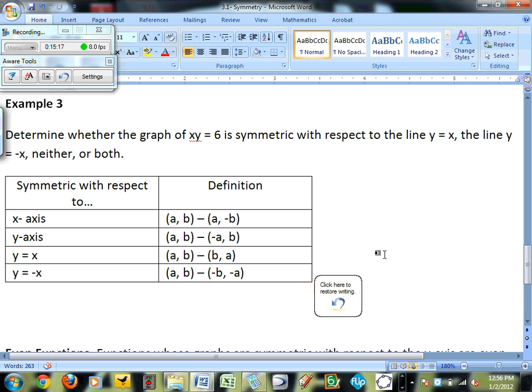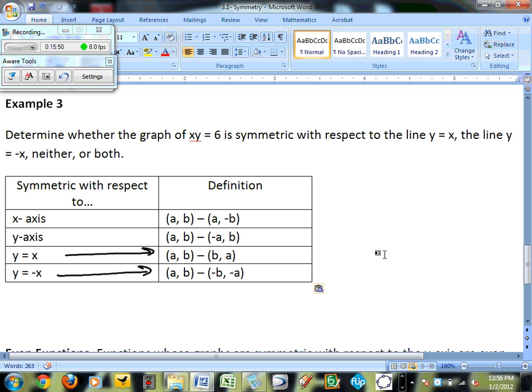And the last example I have here: determine whether the graph of y times x equals 6 is symmetric with respect to the line y equals x and the line y equals negative x, neither or both. Here are our requirements for y equals x and y equals negative x. This is saying if I pick a point (1, 2), then the point on the line that also has to exist is (2, 1). It flips the x's and y's, and over here it flips and it changes them negative.